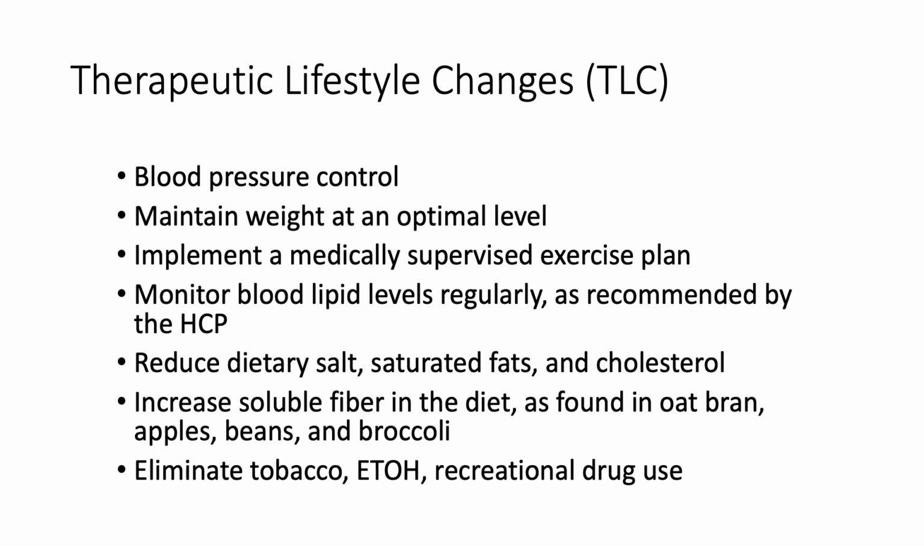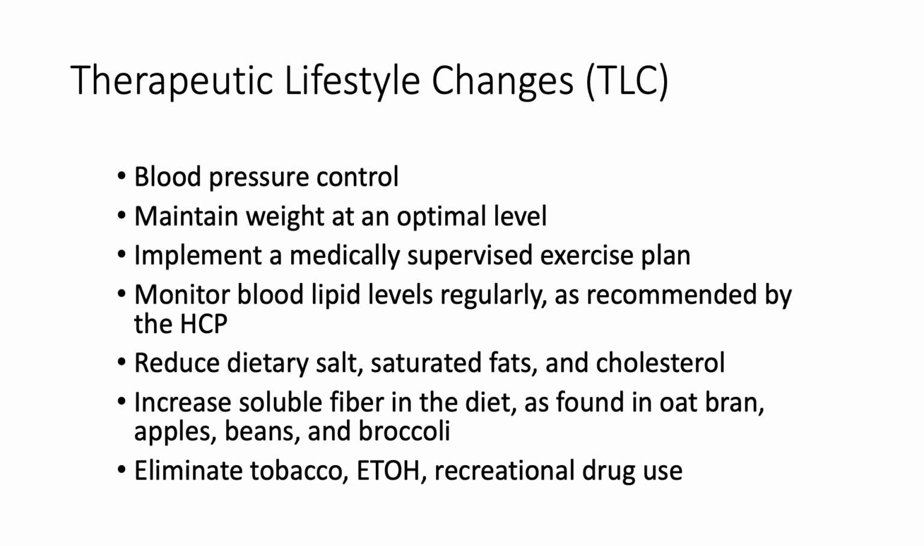So oat bran, vegetables, roughage, beans will increase soluble fiber. That tends to keep some cholesterol in the gastrointestinal tract. It also avoids constipation, which is nice. Elimination of tobacco is huge. Okay, that is a real toxin to the cardiovascular system and accelerates atherosclerosis.